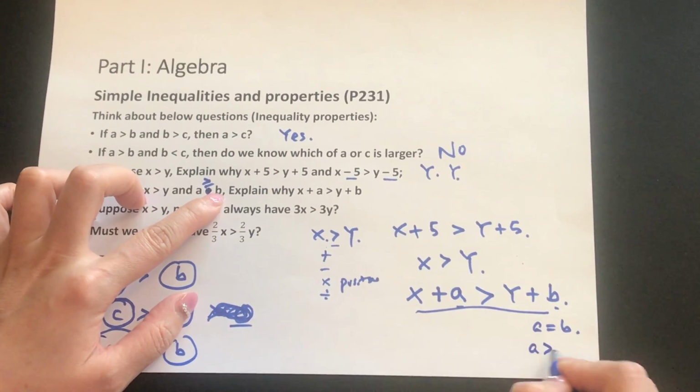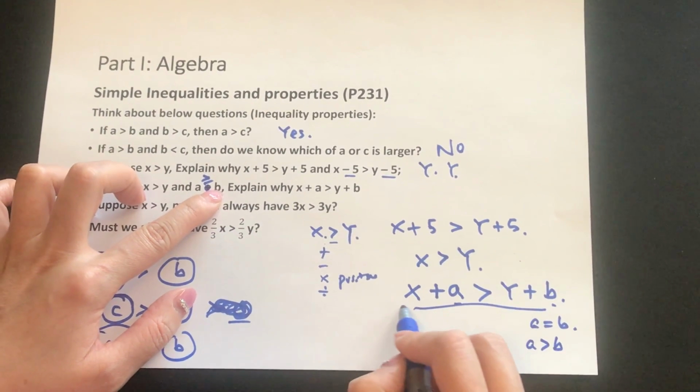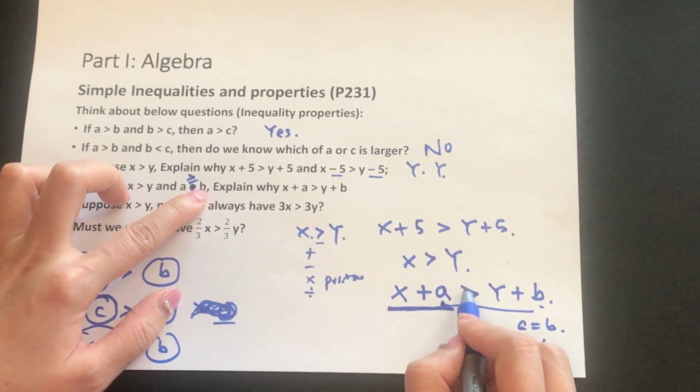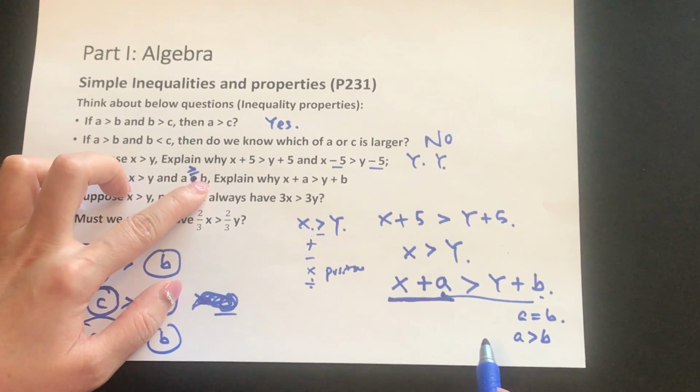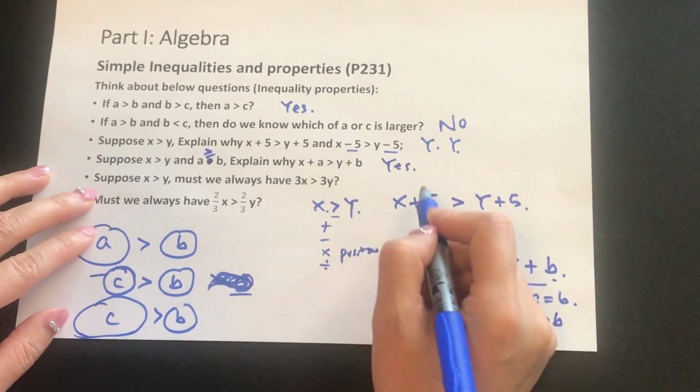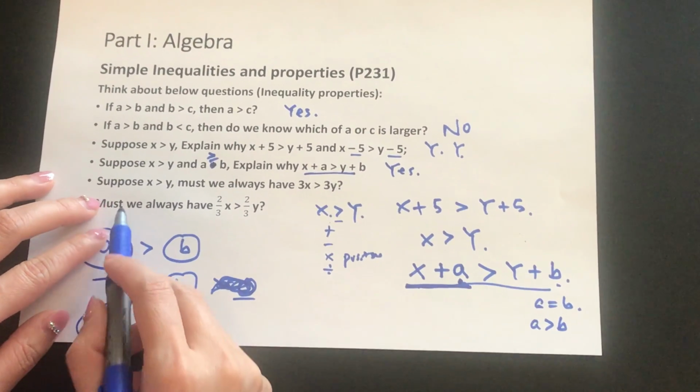If a greater than b, you can imagine on the left hand side you add on something that's even bigger, so this inequality sign still stands. So the answer is yes.